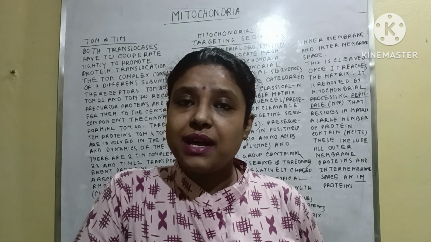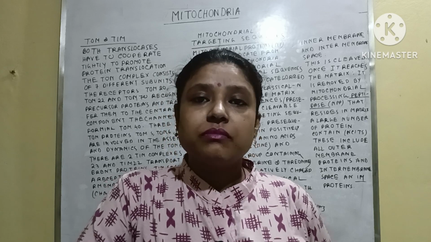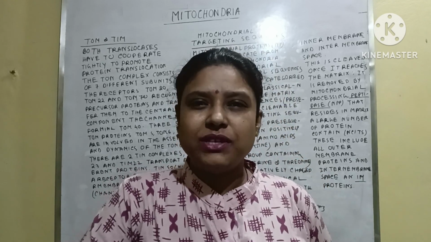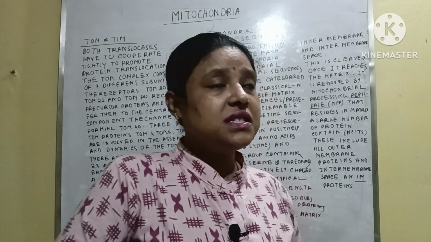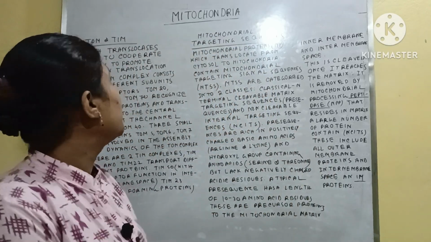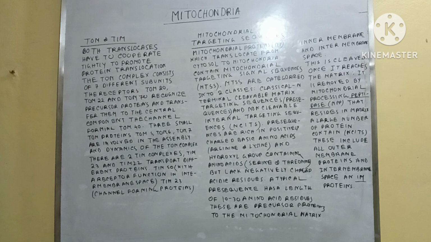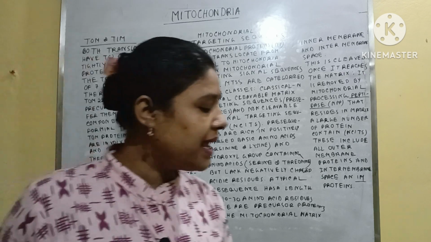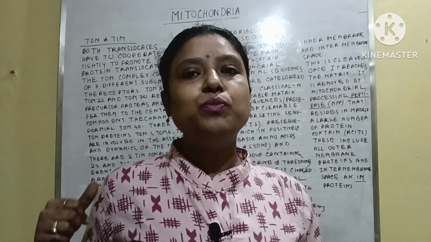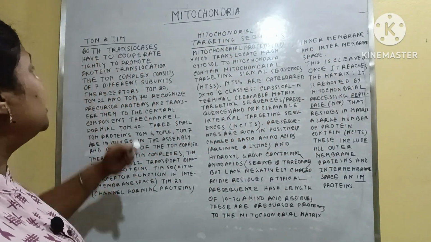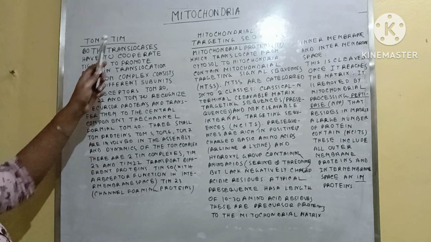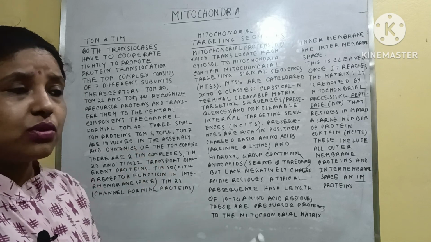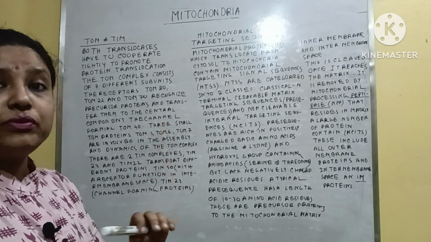Before this part, I have already discussed the mitochondrial structure and another topic of mitochondria. This is the third part of the mitochondria series. Here I try to discuss TOM and TIM. The introduction of these two, TOM and TIM, I have already described in the previous video, so you can check that one out, then continue with this.